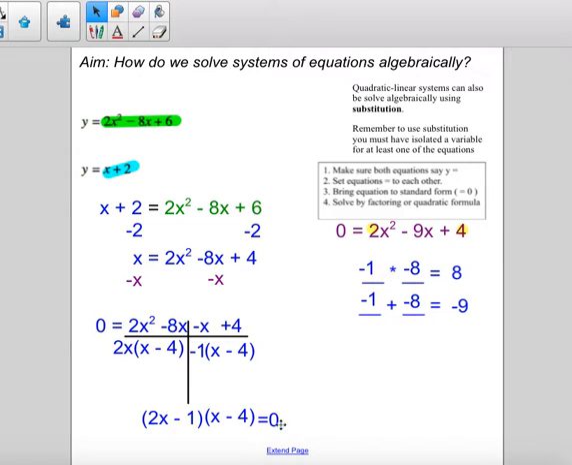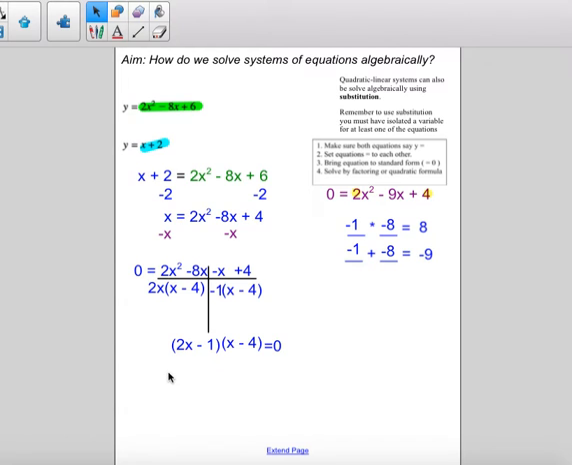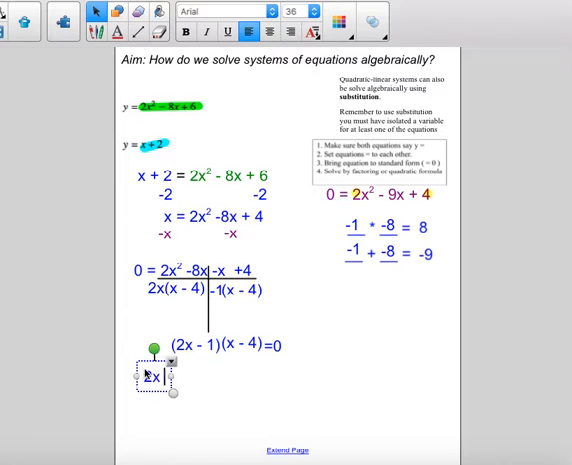Which is important because the factors aren't enough. We don't just want factors, we want solutions. We can go back to that zero product rule and set each of these individual factors equal to 0, and then solve for x. So 2x minus 1 equals 0, and x minus 4 equals 0.